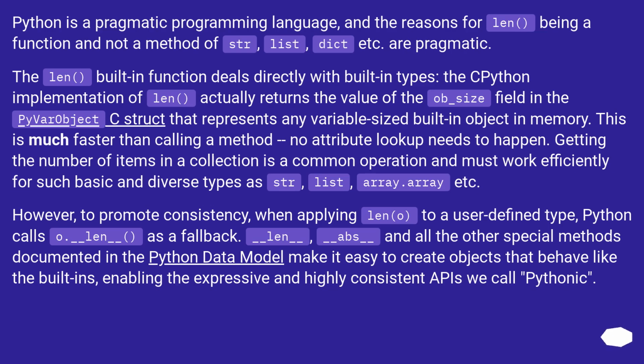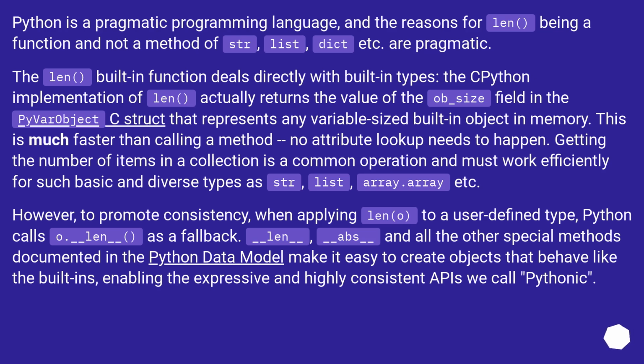Python is a pragmatic programming language, and the reasons for len being a function and not a method of str, list, dict etc. are pragmatic. The len built-in function deals directly with built-in types. The CPython implementation of len actually returns the value of the ob_size field in the PyVarObject C struct that represents any variable-sized built-in object in memory. This is much faster than calling a method.